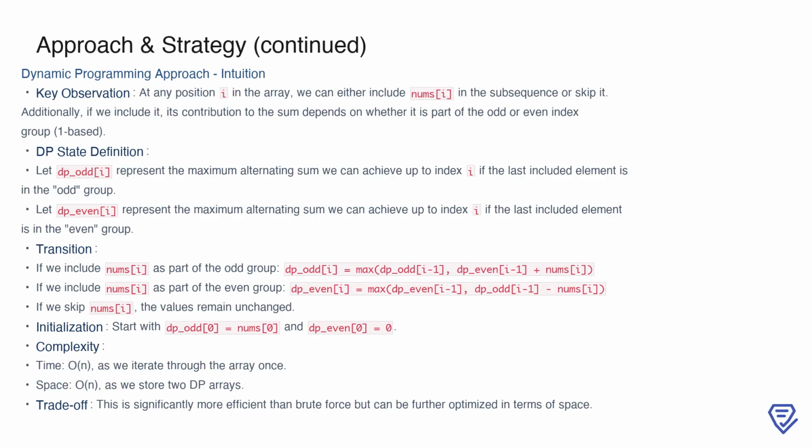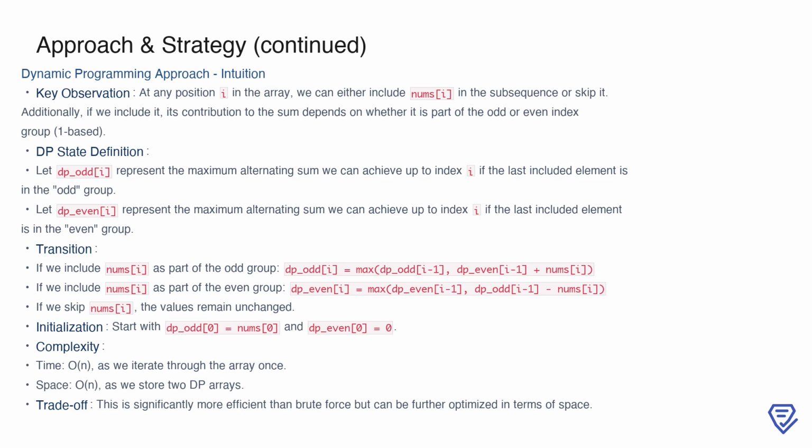For instance, if we include the current element in the odd group, we take the maximum of the previous dp_odd state or the dp_even state plus the current value. Similarly, for the even group, we subtract the current value from the previous dp_odd state. By iterating through the array and updating these states, we can compute the result efficiently in O(n) time.